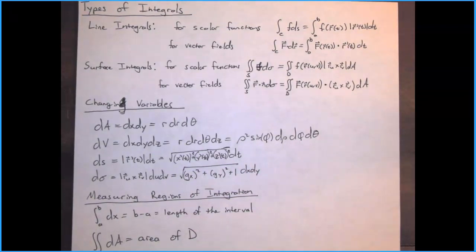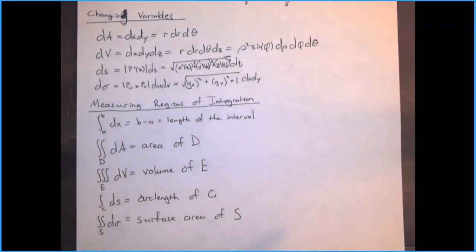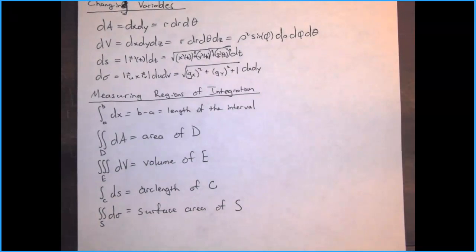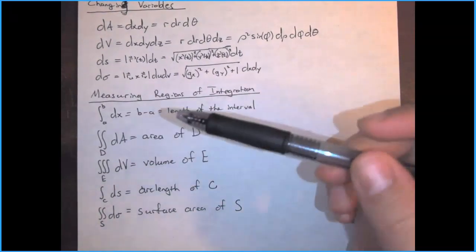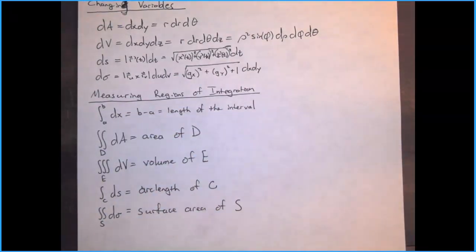All right, what about integrating 1? What happens with all these different kinds of integrals if we integrate 1? Let's go all the way back to when you first learned to integrate. For a single integral, if you integrate 1, you just get the length of the interval that you're integrating over. A double integral, you integrate 1, you get the area of the domain that you're integrating over, some two-dimensional region. If you integrate 1 for a triple integral, you get the volume of the three-dimensional region you're integrating over.